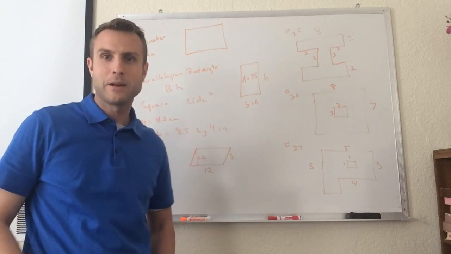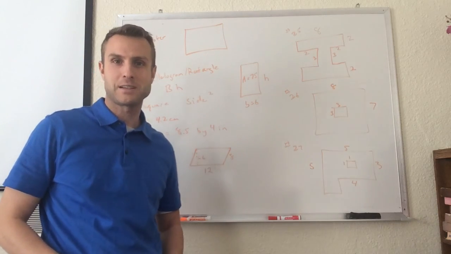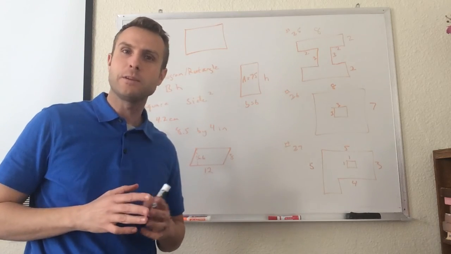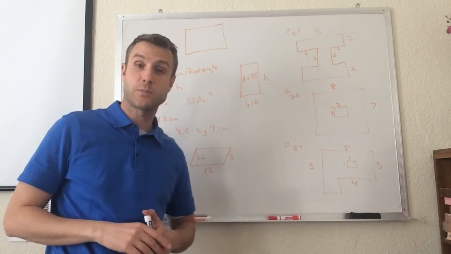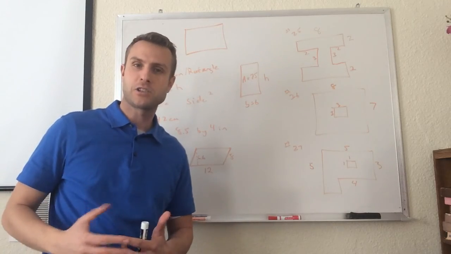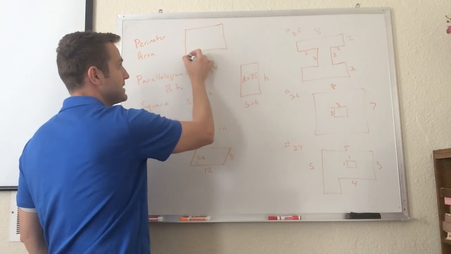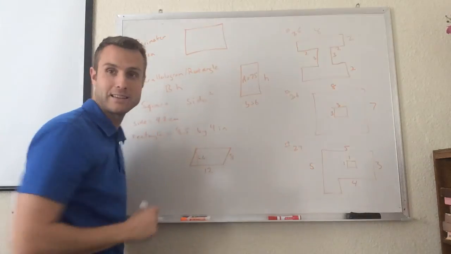All right, we are talking about lesson 13.1, and we're talking about area. So we have to make sure we understand the difference, first of all, between what we talked about in the last chapter, which was perimeter, and now this chapter, area. So if I have a rectangle here, the perimeter is the distance around the rectangle.